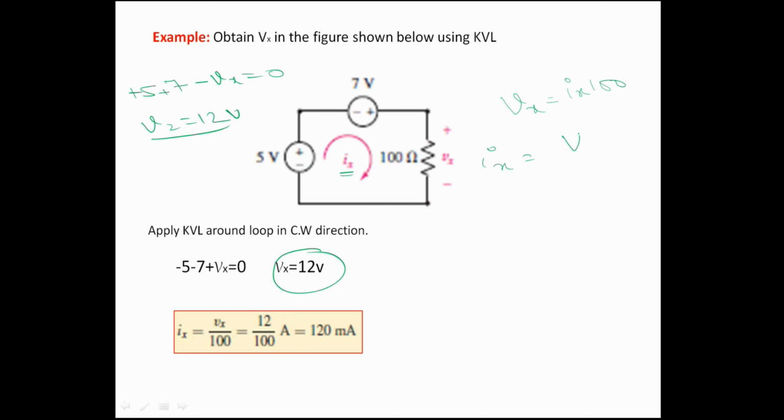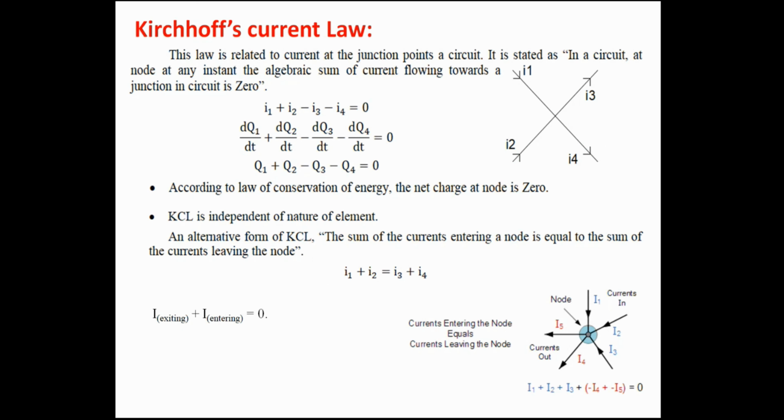Ix is equal to Vx by 100. And if you substitute Vx is equal to 12 volts, we will get 120 milliamperes of current. Then that is about the voltage.